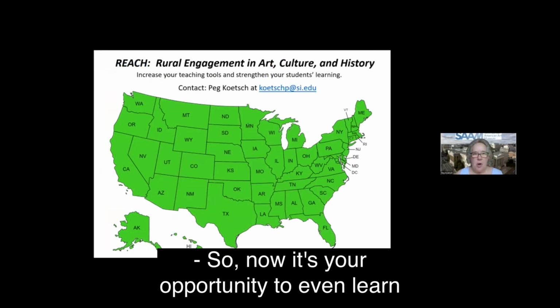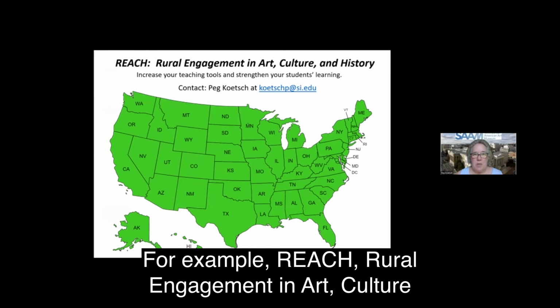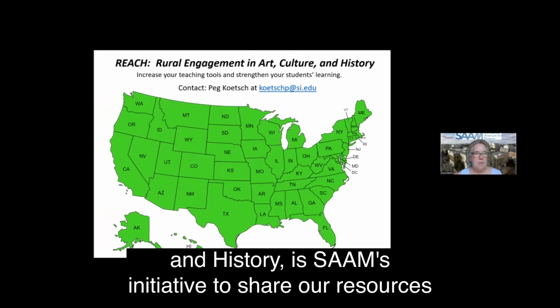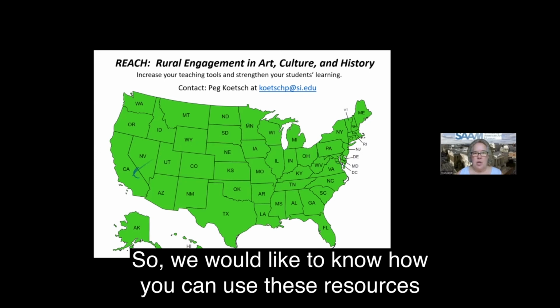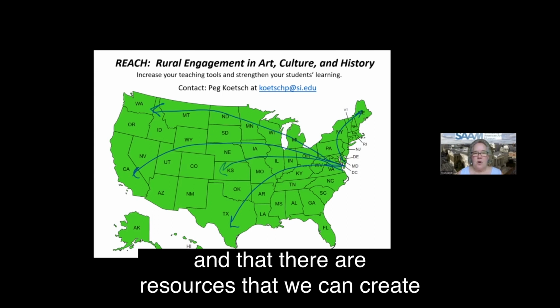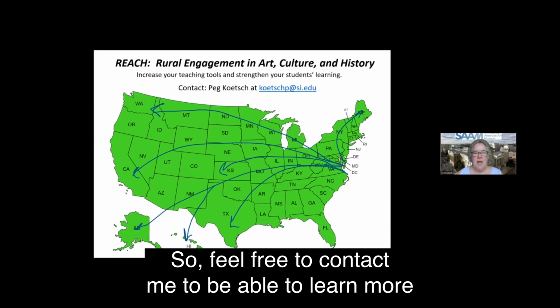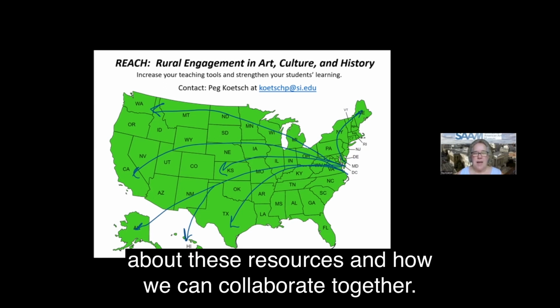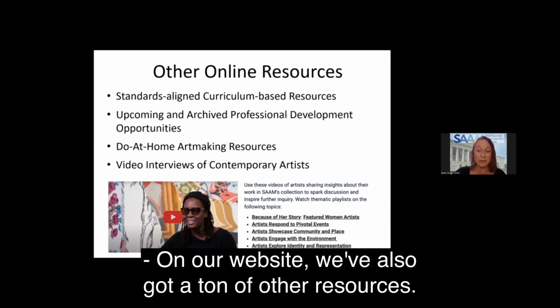So now it's your opportunity to even learn about more resources that the Smithsonian has. For example, Reach Rural Engagement in Art, Culture, and History is SAM's initiative to share our resources with as many rural educators and communities as possible. So we would like to know how you can use these resources in your classroom. We also want to know what your needs are and that there are resources that we can create to meet those. So feel free to contact me to be able to learn more about these resources and how we can collaborate together.